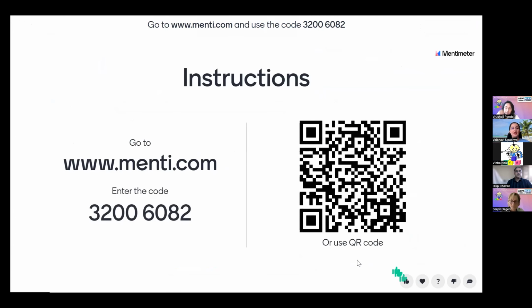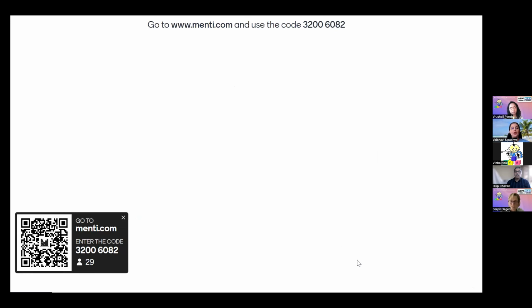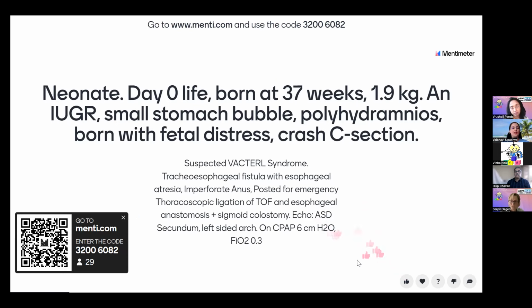An instruction again, please do scan the QR code and enter this new numeric code 32006082. I will be showing the QR code at the end of every slide so you can see it again. So it's a neonate who is day 0 of life, born at 37 weeks, 1.9 kilos, an IUGR baby with a small stomach bubble. The APGAR score was low, polyhydramnios, and born with fetal distress. A crash C-section was done.